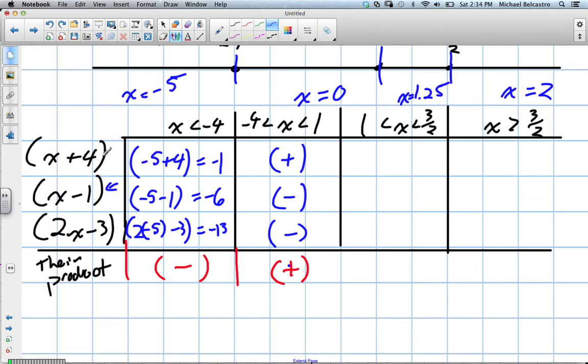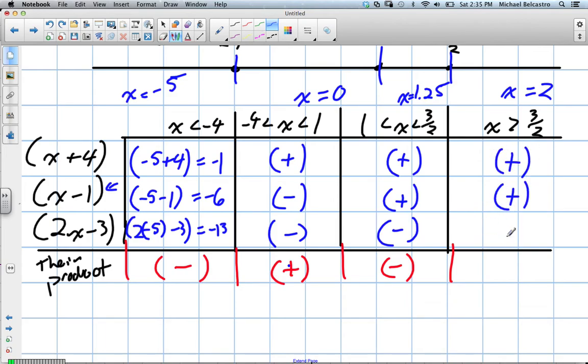Okay, let's try this again. 1.25. When I add that to 4, I get a positive term. 1.25 minus 1, I'll actually get a positive term. And when I plug it into here, 1.25, we might actually have to do a little bit of the math. That's going to give me a negative 1. Okay. So a positive times a positive is positive, times a negative is a negative. Okay, so we got a negative value. That's important. And then finally, last one, we plug 2 in. This gives me positive, positive, and a positive. Well, we know that's going to be a positive answer.